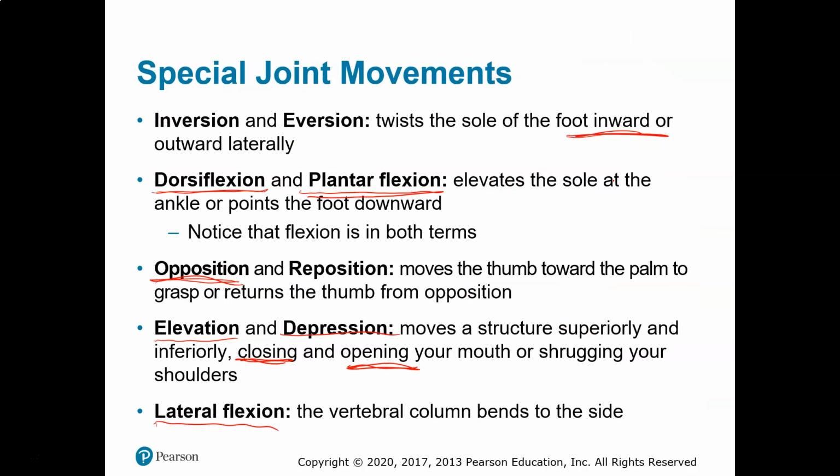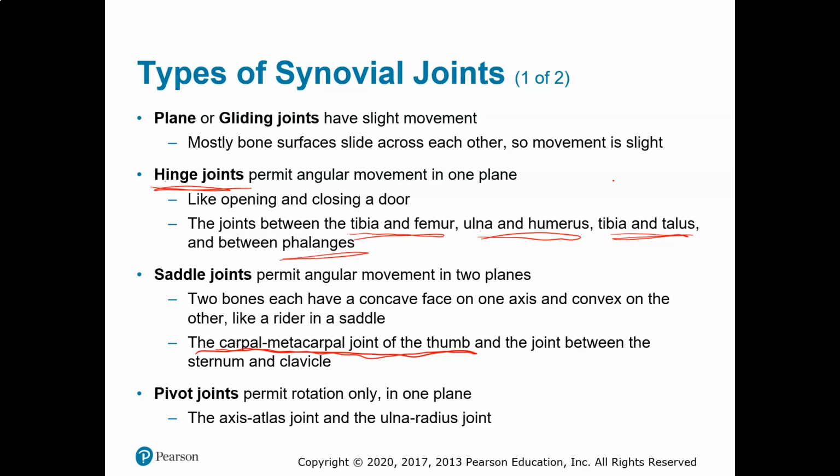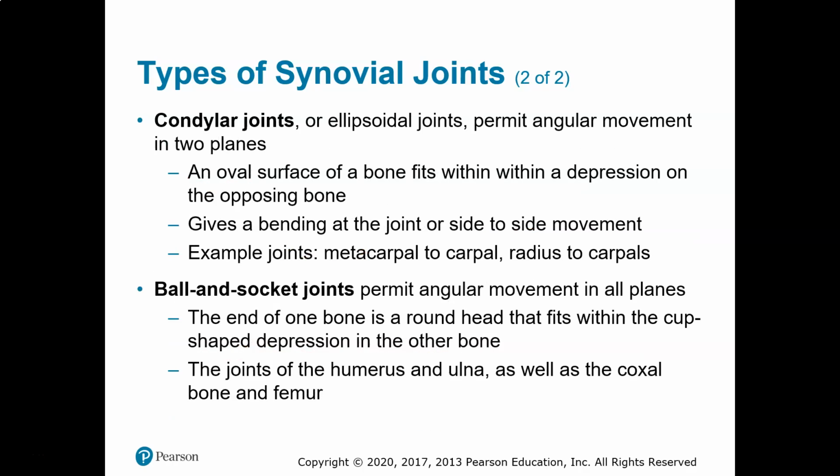And let's see, pivot joints permit only rotation. The atlas and the axis joint are pivot joints. The ulna and the radius joint is a pivot joint. The atlas and the axis, it allows you to shake your head no. That joint allows you to shake your head no.